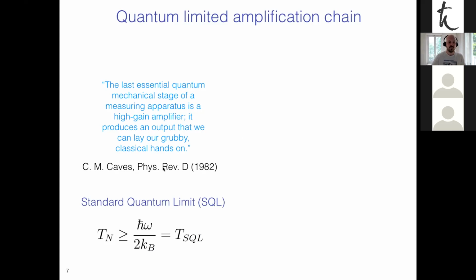And in this seminal paper from Caves, of course, he explained why you need an amplifier. But very importantly, I think he was the first to derive what is called today the standard quantum limit, which states that no matter how hard you work, no matter how smart you are, the noise added by your amplifier will be at least ħω/2 (h bar omega divided by 2 kV). This is the so-called standard quantum limit.